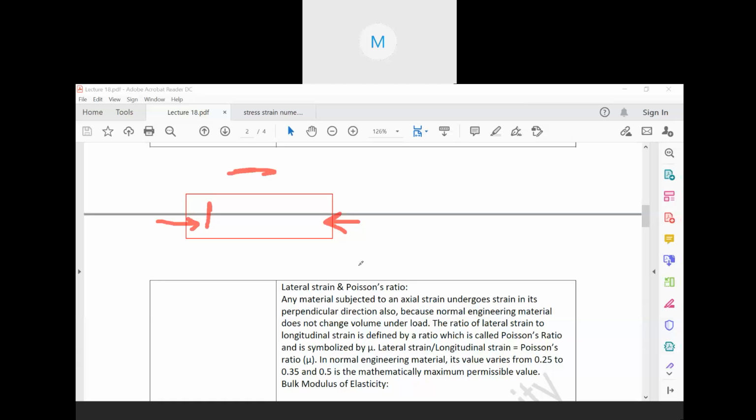Now the Poisson's ratio value varies in different materials. For normal materials, it varies from 0.25 to 0.35, and mathematically the maximum value of Poisson's ratio is 0.5.